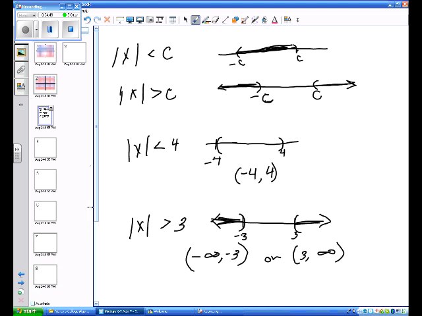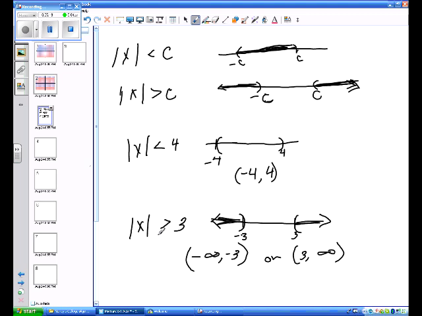So as we look at these, a less than is an intersection. It's what's common to both of those. And a greater than is a union. It's what's in one or the other. It didn't have to be in both of them. A less than would be an and statement, and a greater than would be an or statement.